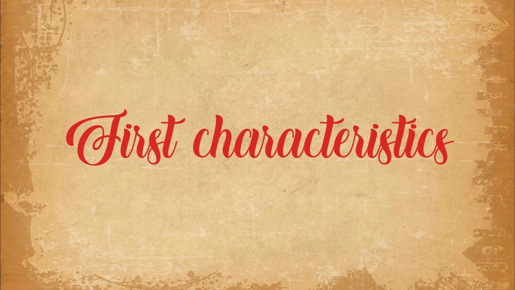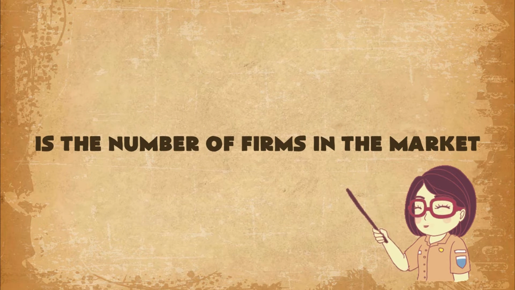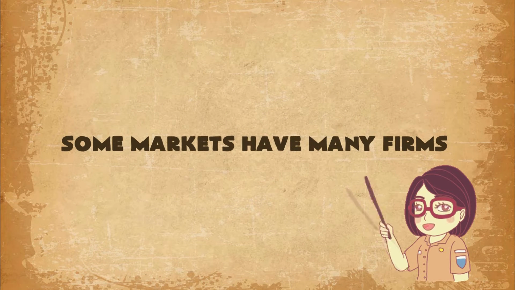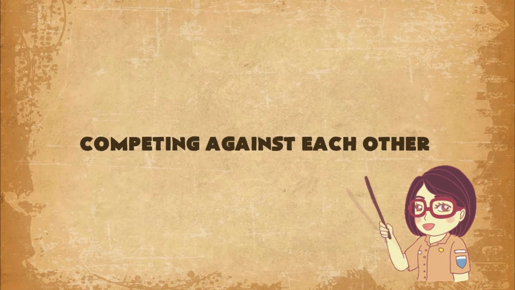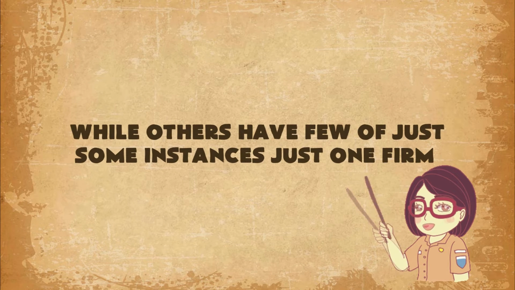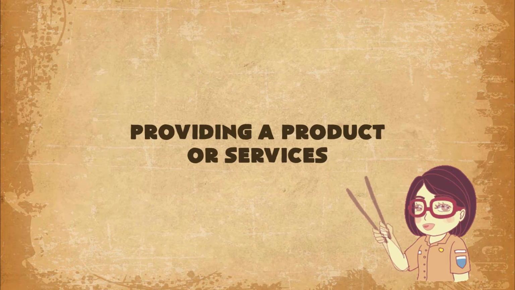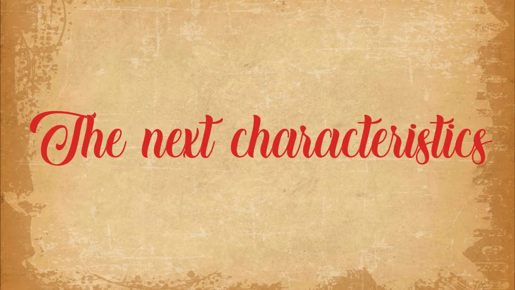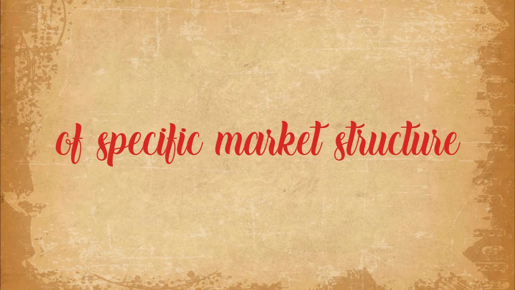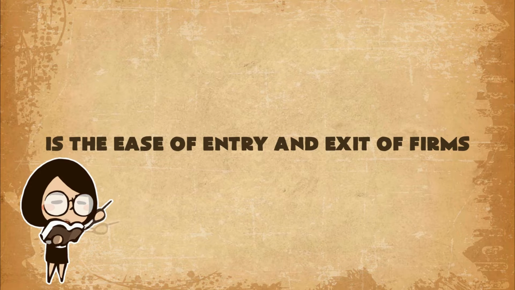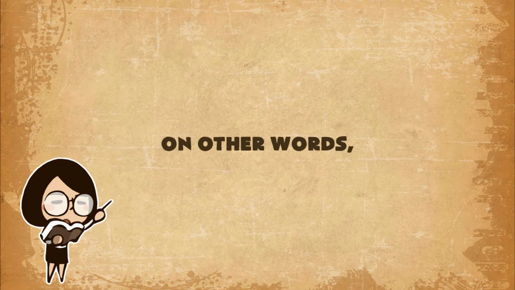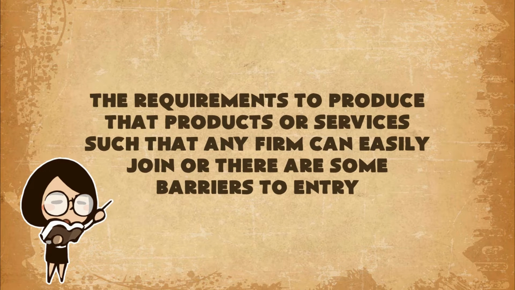The first characteristic is the number of firms in the market. Some markets have many firms competing against each other, while others have few or, in some instances, just one firm providing a product or service. The next characteristic of specific market structures is the ease of entry and exit of firms. In other words, the requirements to produce the products or services are such that any firm can easily join, or there are some barriers to entry.